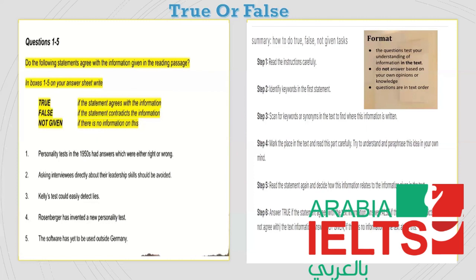So, basically, if the text you have scanned confirms the information in your statement, you put T or true. If the paragraph contradicts or is the opposite of the information, you put false. If there is no information or it's impossible to know, you have to put not given, or NG.